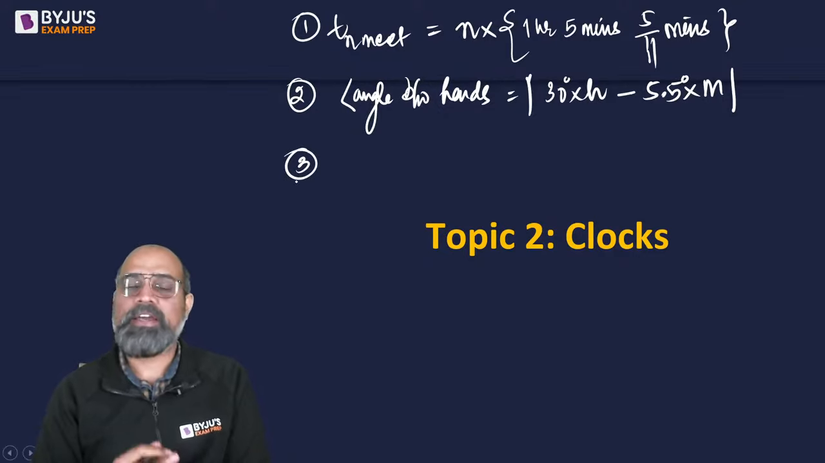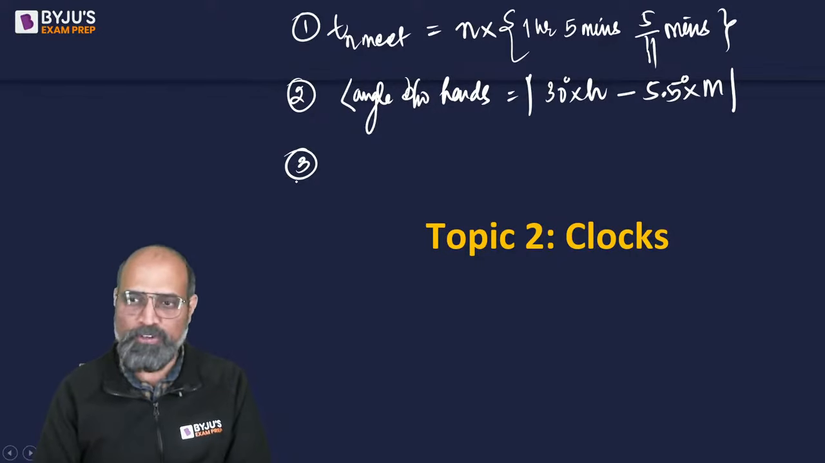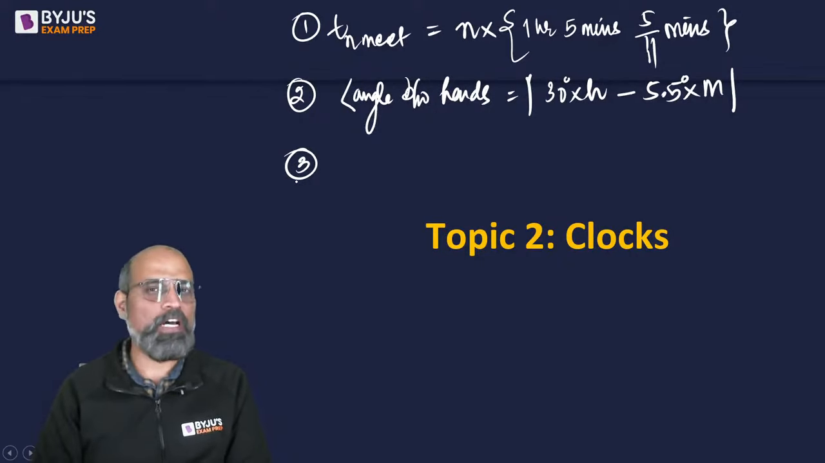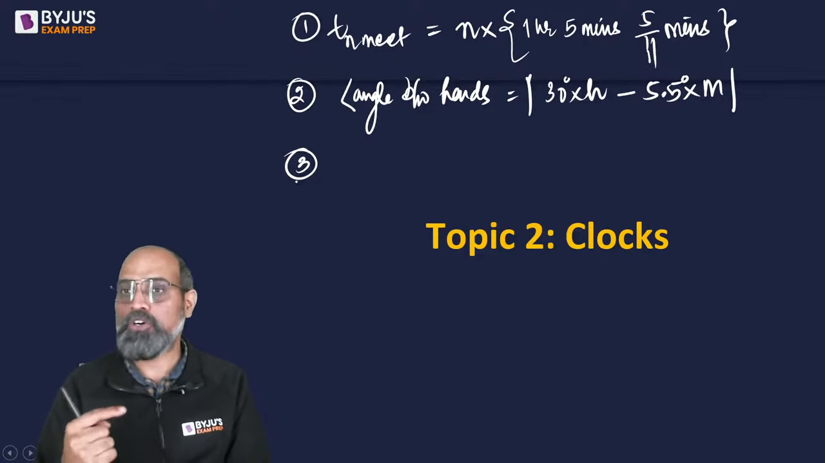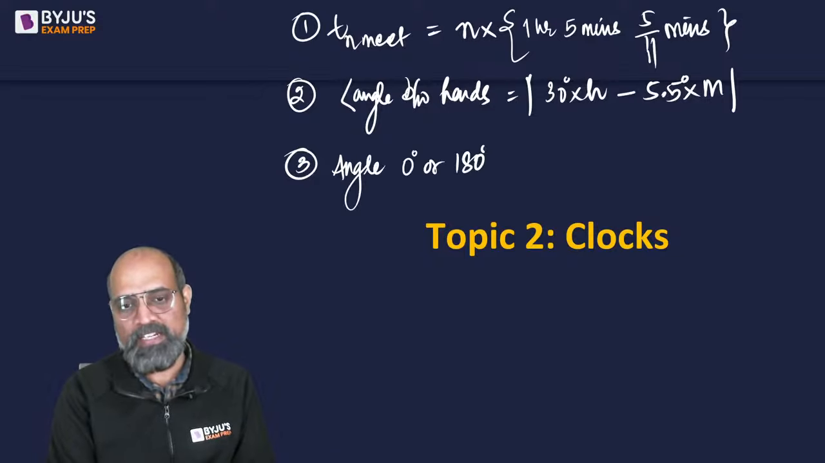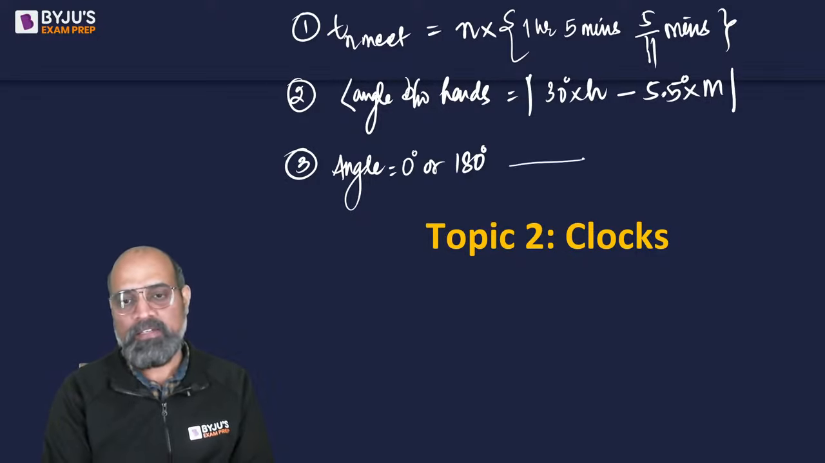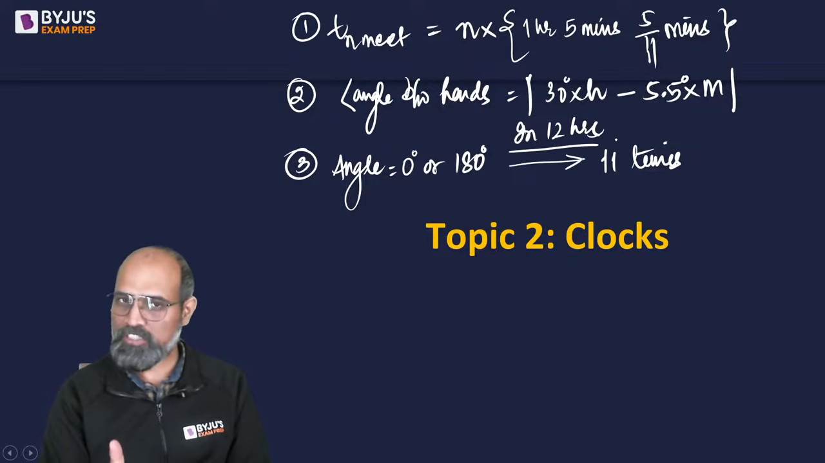Okay. Third, about the meet, how many times the hour and minute hands meet in 12 hours, in 24 hours, in 72 days, and so on and so forth. So whatever time is given to us, you should always remember that it should be in the table of 12 hours in order to answer. Okay. So any angle which is 0 degree or 180 degree, they meet 11 times. So we are talking about in 12 hours. Ye 12 ghante ka hi calculation kar sakte ho. Not 8 hours, not 6 hours, not 10 hours.